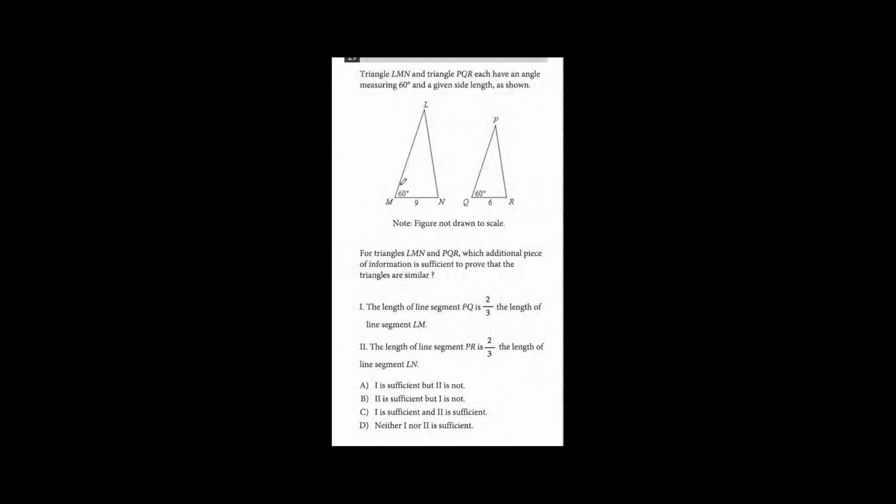So in this case, we have 60, so we would either need LM, we'd either need this, or we would need an angle measure of MLN or an angle measure of MNL, and obviously the corresponding version on this other triangle. So we need one of those three pieces of information for it to prove that they're similar.